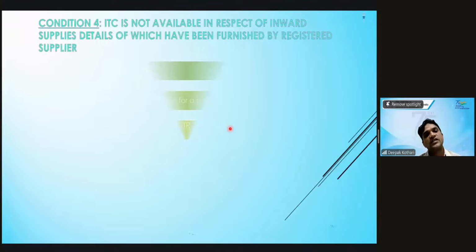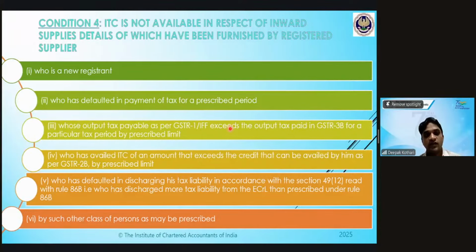Then the fourth condition is ITC is not available on inward supplies which have not been furnished by the registered person. That is ineligible. The criteria when it becomes eligible are these. That is, when the supplier is a new registrant who has defaulted in payment of tax, or is reported in IFF or GSTR1 more than what is there in GSTR3B. He has availed ITC more than what he should have availed.